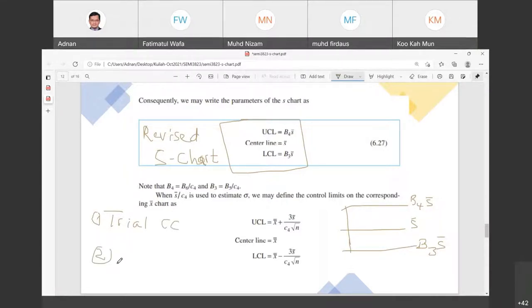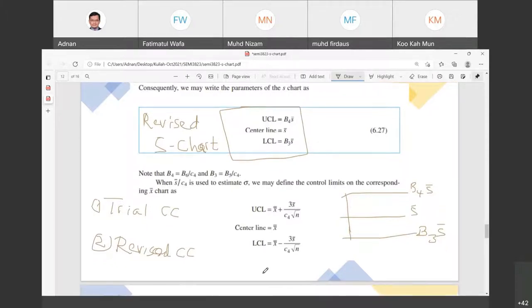We have a revised control chart. The same thing also for the S chart: S chart, X chart, R chart, also going through the two phases. Phase one is trial, the second phase is revised. So for the revised one, we can use this one.